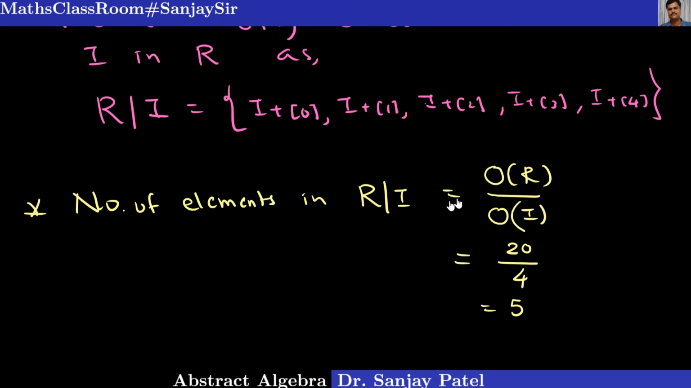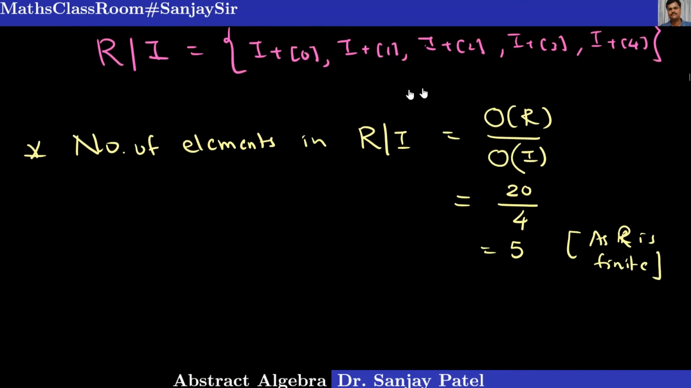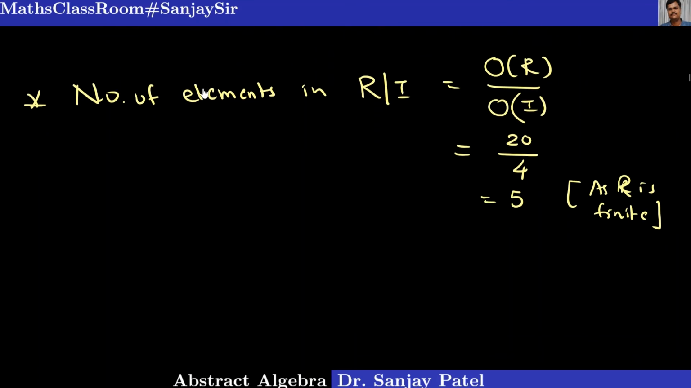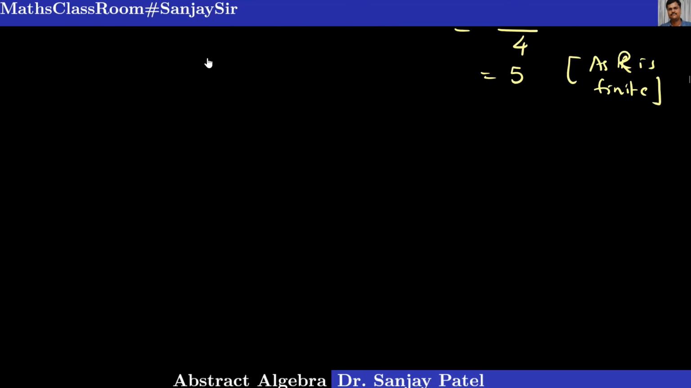So this is a formula to find the number of elements in the quotient ring only when R is a finite ring. And you can make group tables for the two operations, addition and multiplication. So I'm showing you, say, like this.